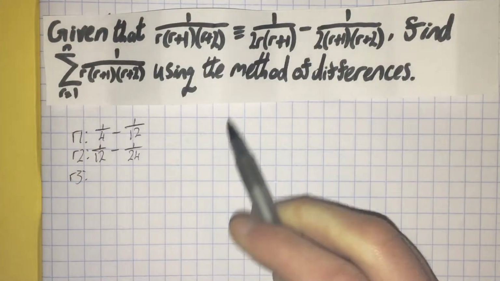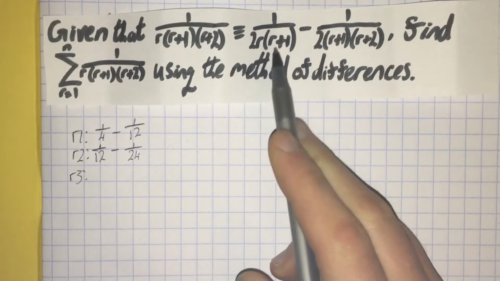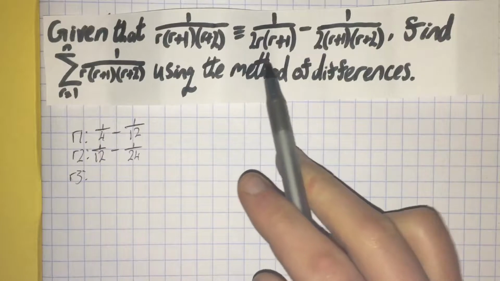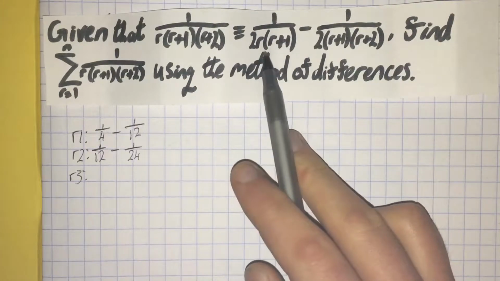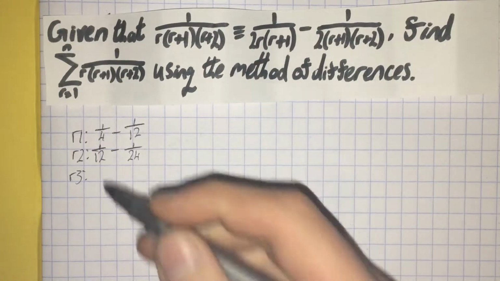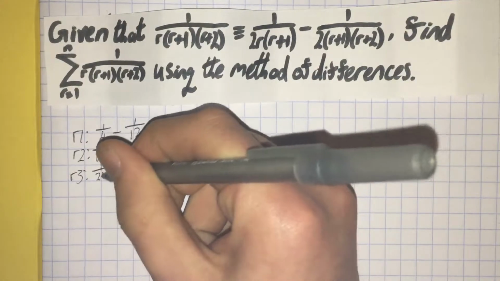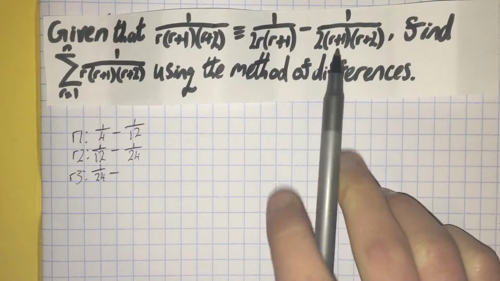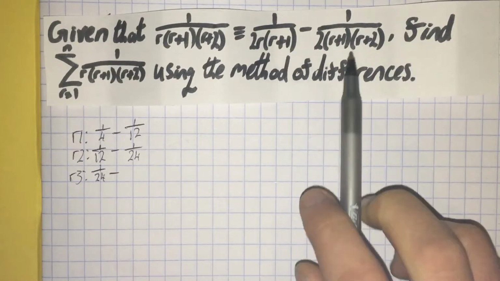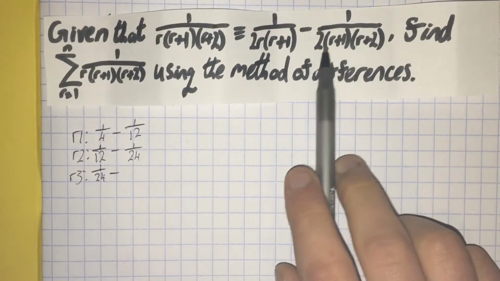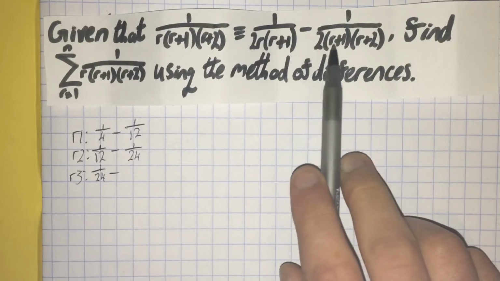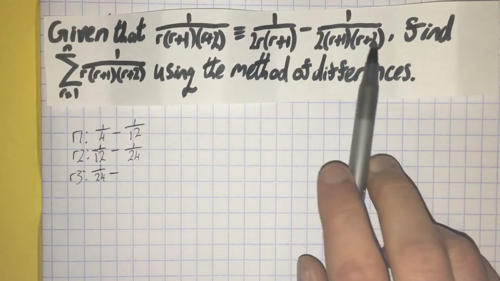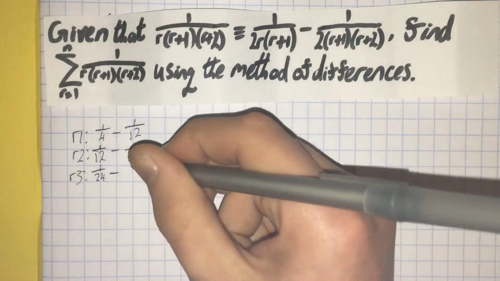When r equals 3, we shall have 1 over 2 times 3, which is 6, times 3 plus 1, which is 4. 6 times 4 is 1 over 24. And we shall get another term here. Our finalized term when r equals 3 will be 1 over 2 times 4. 2 times 4 is 8. 8 times 3 plus 2, that's 5. It's 1 over 40.